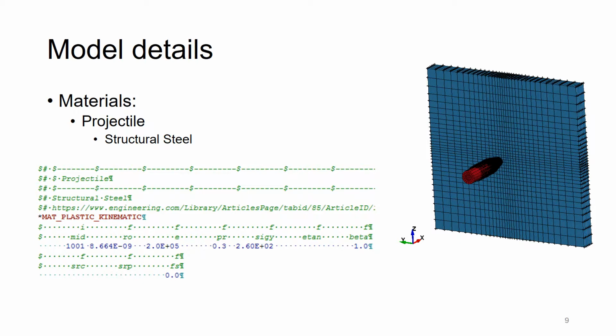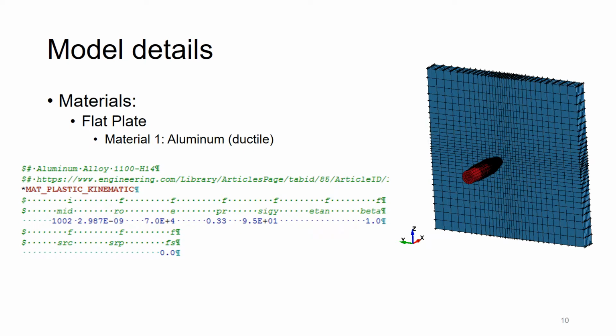Okay, now for the details of the material. For the projectile, I kept the same material throughout the entire project. I gave it the material of structural steel. Here you can see the density, elastic modulus, Poisson's ratio, and the yield strength. This is a typical LS-DYNA keyword card, and for this ductile material, I used the keyword MAT_PLASTIC_KINEMATIC for LS-DYNA.